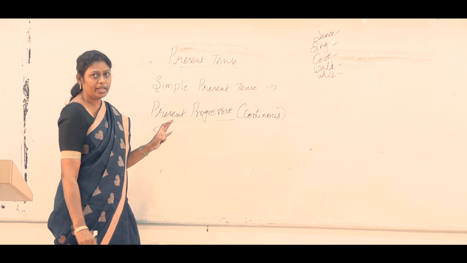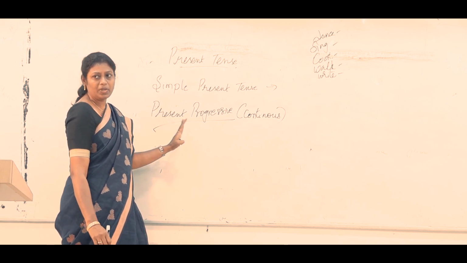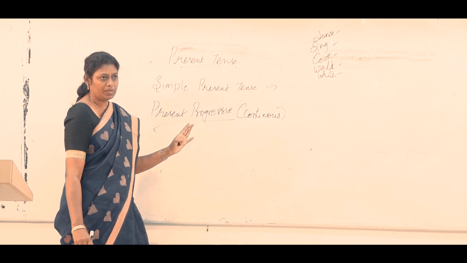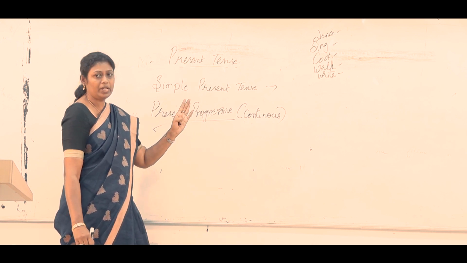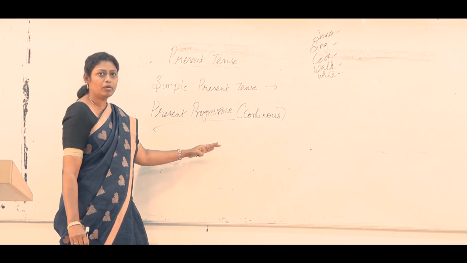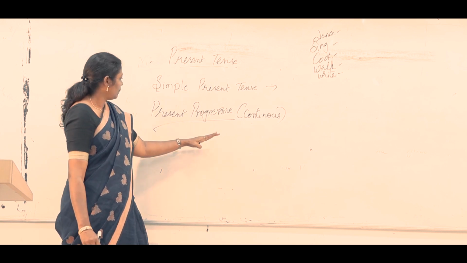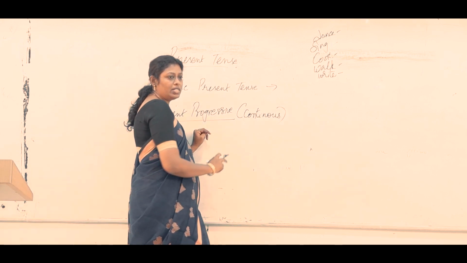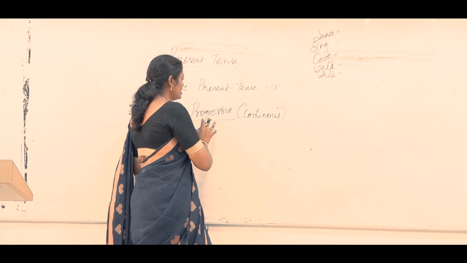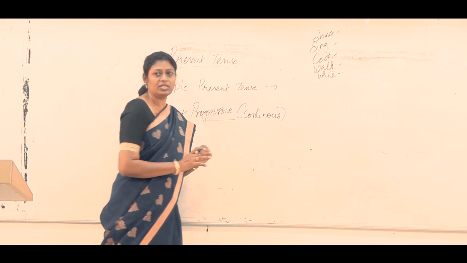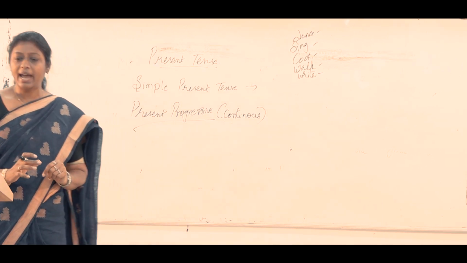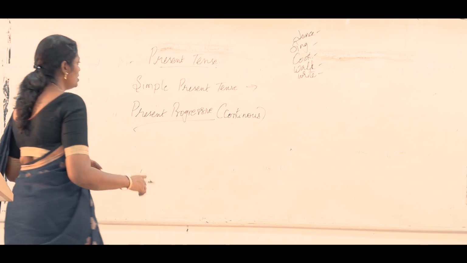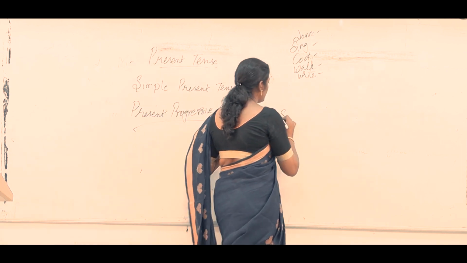Continuous tense. As we have seen in the beginning, we have two types of verbs, the auxiliary verb and the main verb. From here we are going to use both the main verb and the auxiliary verb. So what is present continuous tense? Present progressive tense is used to talk about actions which are going on at the time of speaking. What is the structure we need to follow, guys?